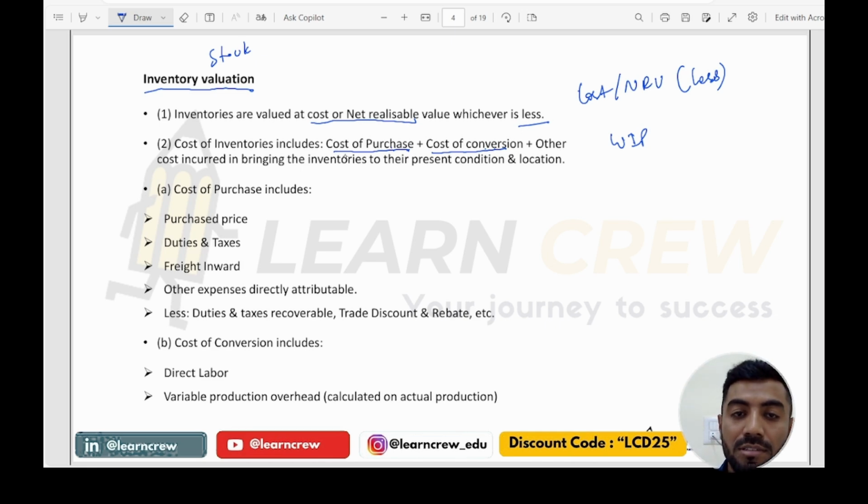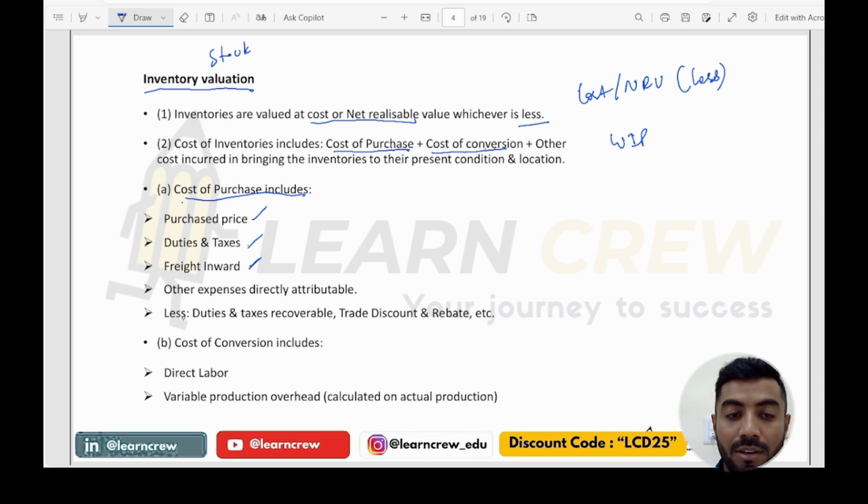So cost of purchases. What is cost of purchase? Purchase price which you're paying. If any duties and taxes are being paid, only non-refundable duties and taxes are to be considered. Then any freight inward, to bring it to the location, that also will be included in the cost of purchase. And other expenses directly attributable, like packaging. If anything is directly attributable to the cost, you can consider that expense also in the cost of purchase.